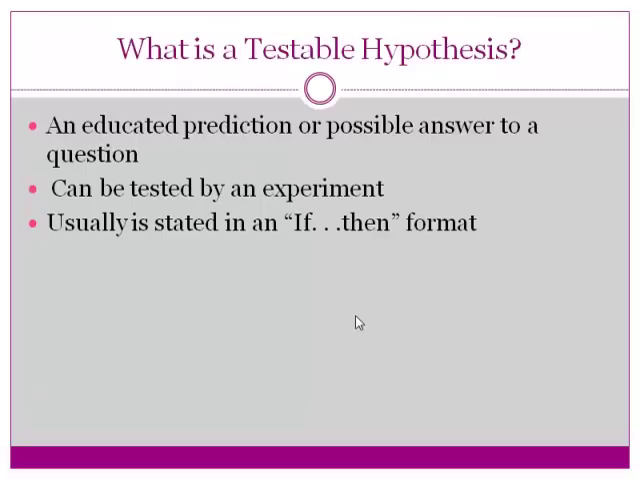Okay. What is a testable hypothesis? It's an educated prediction or possible answer to a question. It can be tested by an experiment, and it usually is stated in an if-then format. So let's revisit this second characteristic right here. Can be tested by an experiment. This is probably the most important.